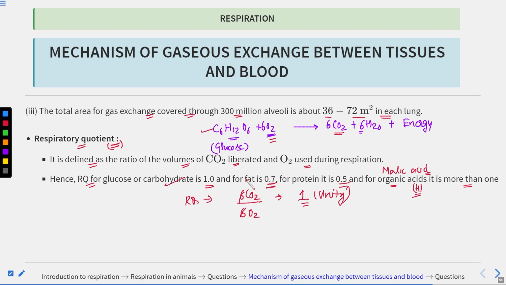If the fats are oxidized, how much carbon dioxide is released, how much oxygen is used. If the proteins are oxidized, how much carbon dioxide is released, how much oxygen is used. If you know these values, then you can calculate the RQ value. But generally, you can say for fats, the RQ value is 0.7, and for proteins the RQ value is 0.5, and for organic acid the RQ value is always more than 1. Okay, so if you get a question where they have given you the RQ value, so if they say the RQ value is 1, then you can say the substrate will be glucose or carbohydrate, and if the RQ value given is more than 1, then you can say the respiratory substrate is organic acid. Clear?